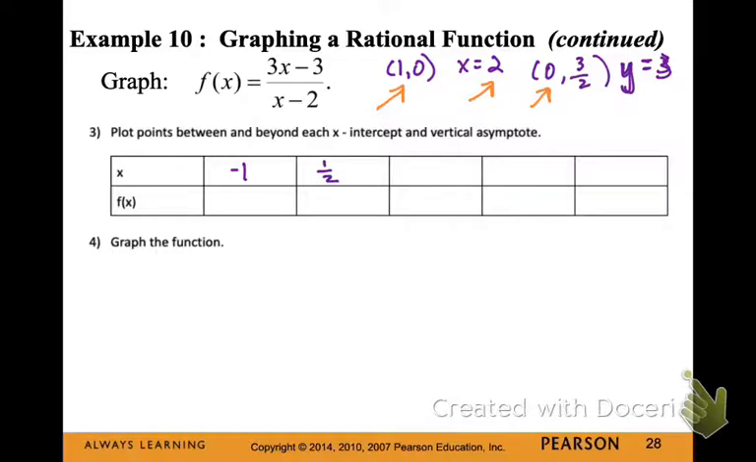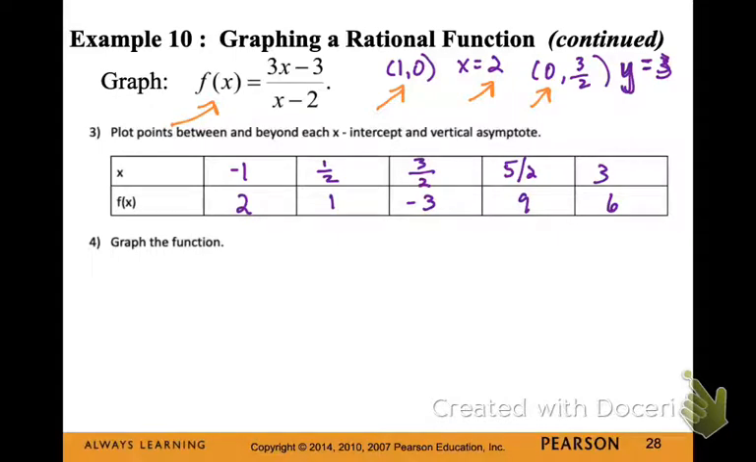Sorry, it's not -1. And then a value that is between 0 and 1 is 1/2. And then between 1 and 2 is 3/2. And then two values that are greater than 2, I'm just going to stay with my halves. I'm going to go 5/2 and 3. Now I quickly have written those y values. I have plugged each of these x values into my equation here to get the y values.